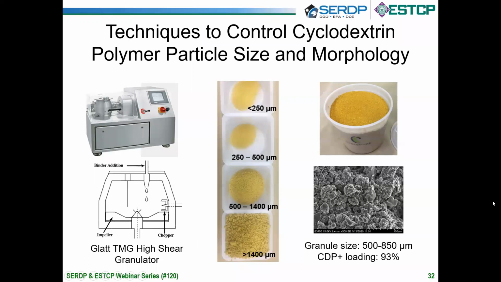The resulting particle size can be controlled by the rate of binder addition and the amount of shear force provided by the impellers, and it's actually pretty easy to control particle morphology in this way. And the images in the middle here show adsorbent particles of different sizes, and on the right you can see a batch of produced materials and an image of the resulting particles.